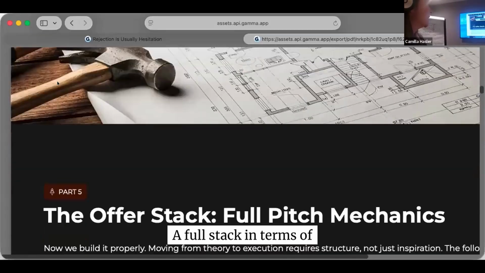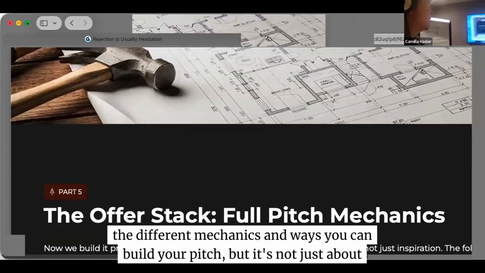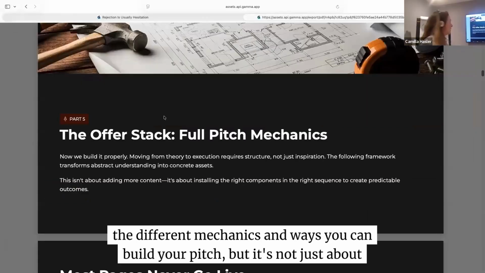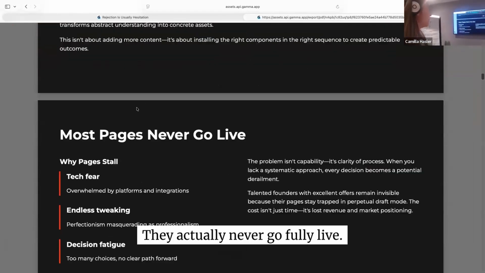A full stack in terms of the different mechanics and ways you can build your pitch, that it's not just about more content. I said that many landing pages actually never make it live. They actually never go fully live.